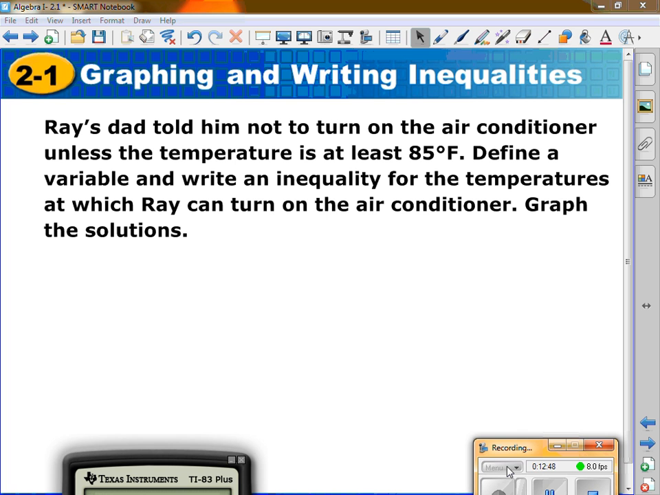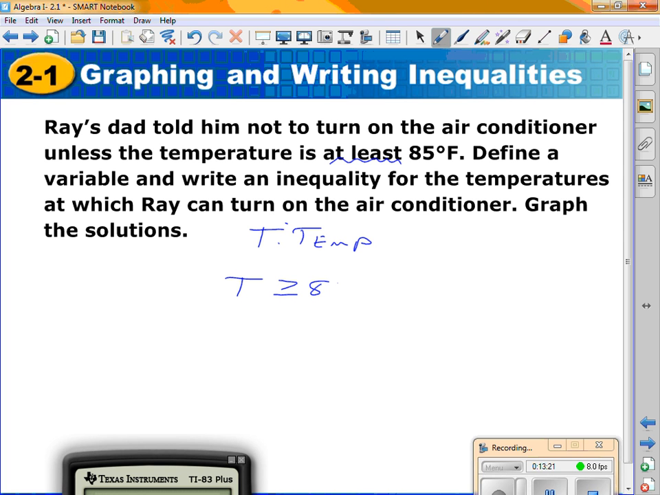Ray's dad told him not to turn on the air conditioner unless the temperature was at least 85 degrees. Define a variable and write an inequality for the temperature in which Ray can turn on the air conditioner. Graph the solutions. So what I'm going to say is, let T be the temperature. T has to be what? There's this key word right here, at least. At least means greater than or equal to. T has to be greater than or equal to 85, and that is it.